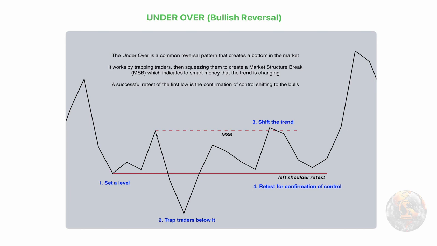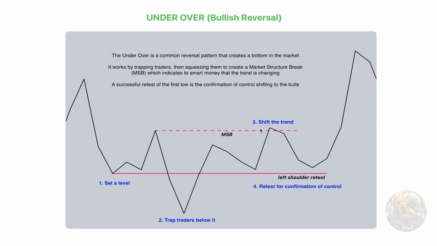Then price drops below that level, trapping some traders, which is confirmed when it comes back above the original line and then closes above the market structure break level, which indicates to smart traders, like all of you, that there is a high probability that the trend is changing. That part, the number 3, shift the trend, will indicate to anyone who trades with price action principles to not short this and to potentially go long.